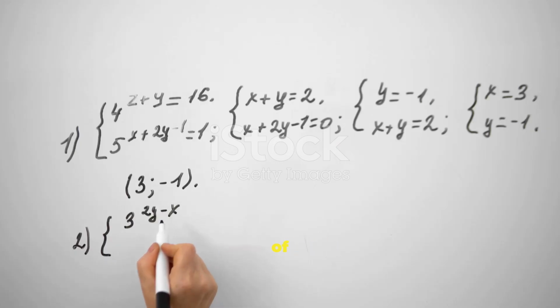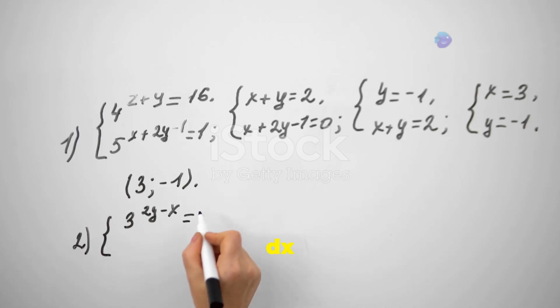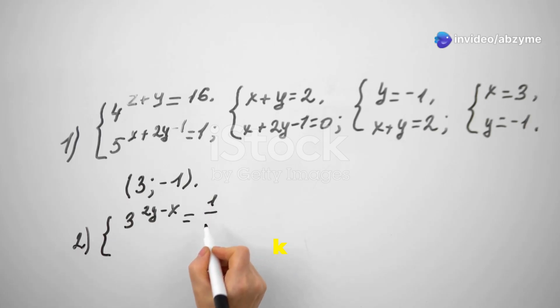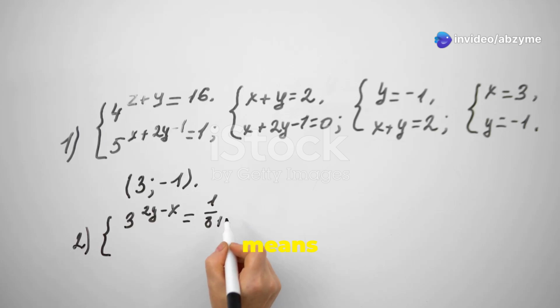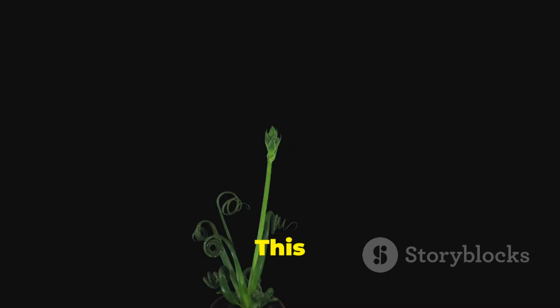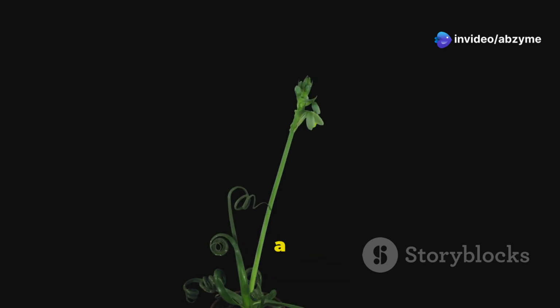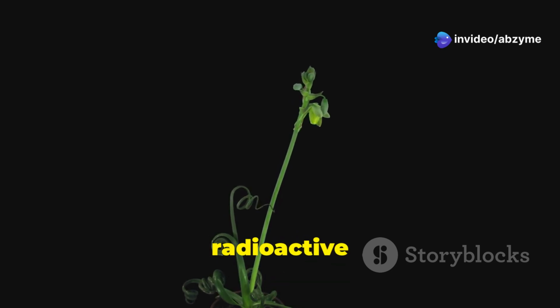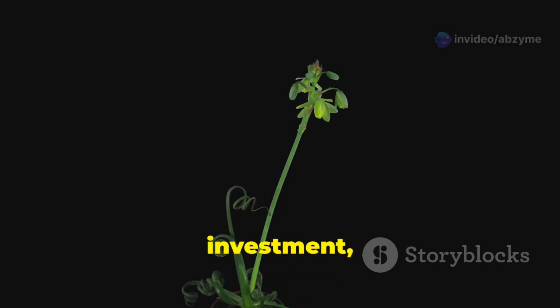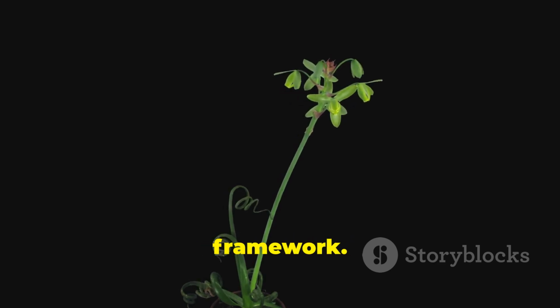For exponential functions of the form y equals e to the kx, the derivative is given by d over dx of e to the kx equals k times e to the kx. This means that the rate of change of the function is proportional to the function itself, a property that is unique and powerful. This property makes exponential functions essential in modeling growth and decay processes. Whether it's the growth of a population, the decay of a radioactive substance, or the increase in an investment, exponential functions provide a precise mathematical framework.